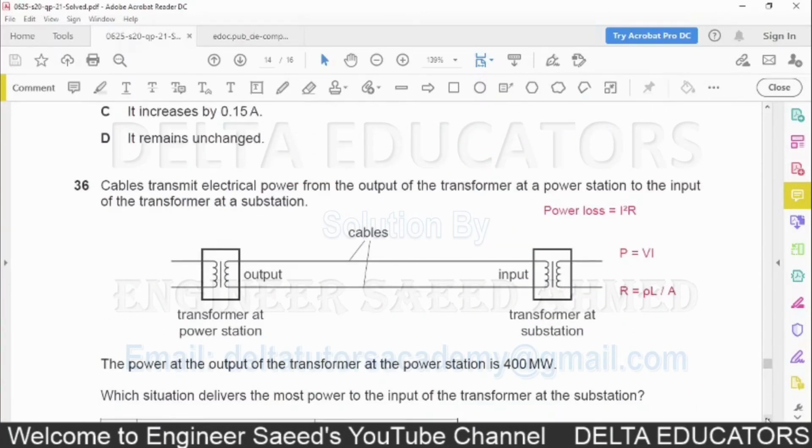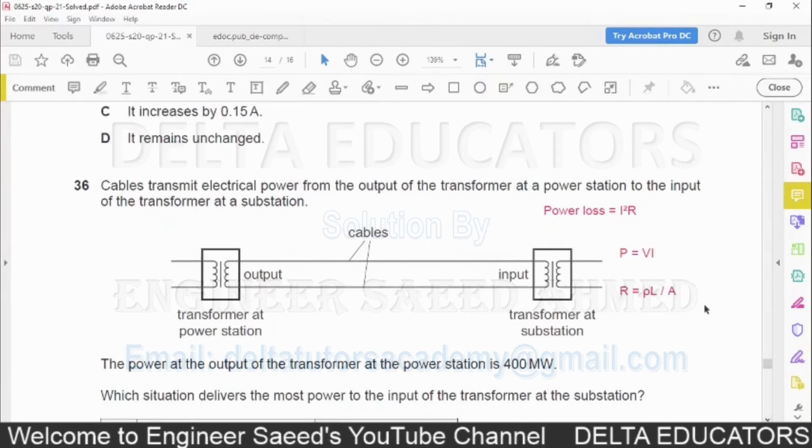Question number 36. Cables transmit electrical power from the output of the transformer at a power station to the input of the transformer at a substation. The power at the output of the transformer at the power station is 400 million watt. Which situation delivers the most power to the input of the transformer at the substation?